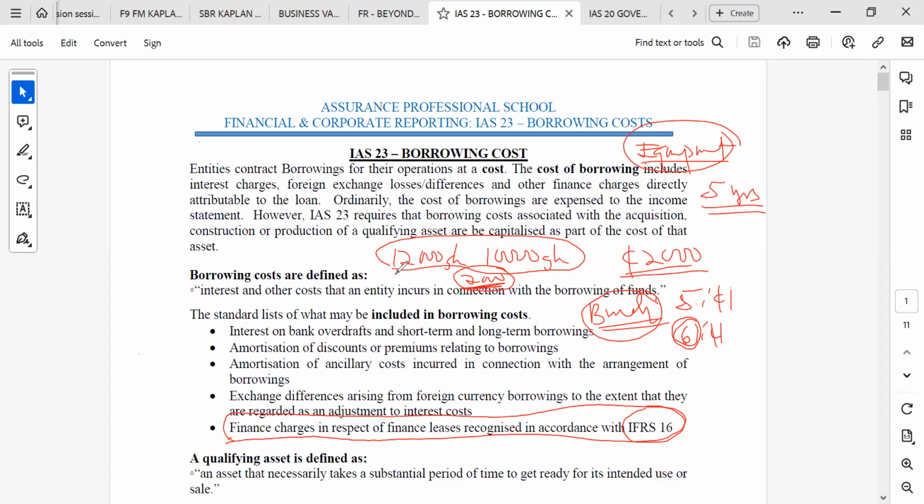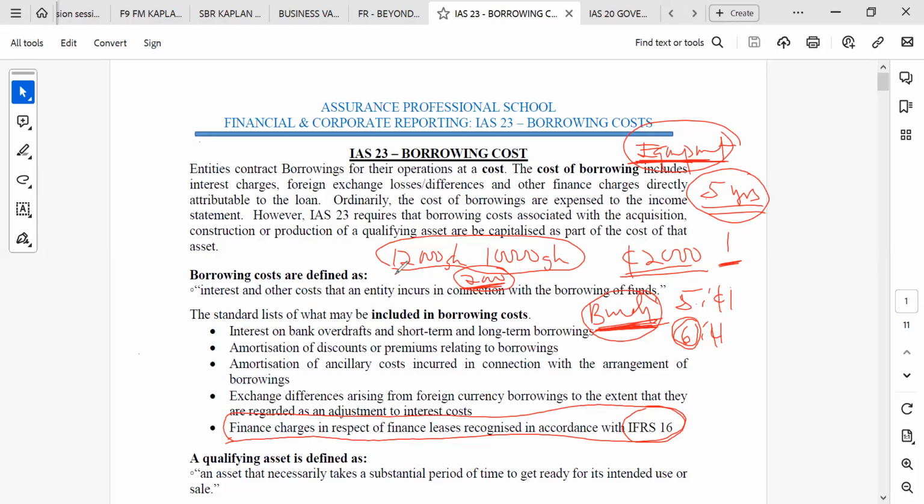That's what they're saying. So if the lease period is 5 years, and the building will be ready in 1 year, it means that from the time you started the construction of the building to the time that you are going to complete it, the finance cost relating to this particular lease of the equipment should be added to the initial cost of the asset. Why? Because the equipment that we are leasing, we are using as part of the process to get the asset ready for use.